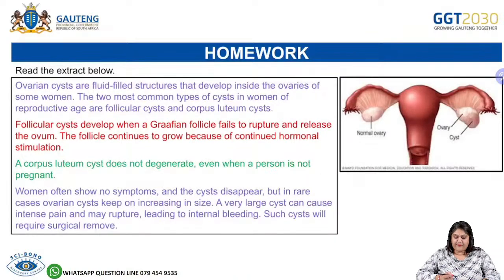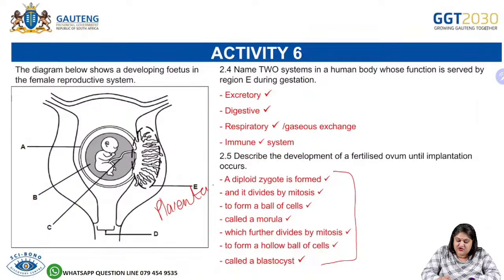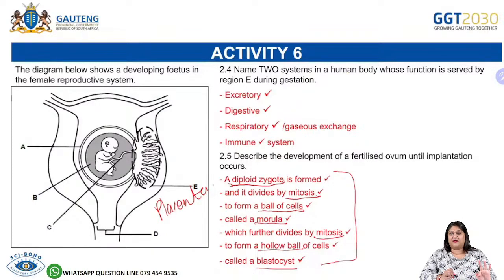Before we go there, these marks are very important. Please make sure that you know the keywords: diploid zygote, mitosis, the ball of cells, which is a morula, further mitosis, hollow ball, blastocyst. Very important. Okay.